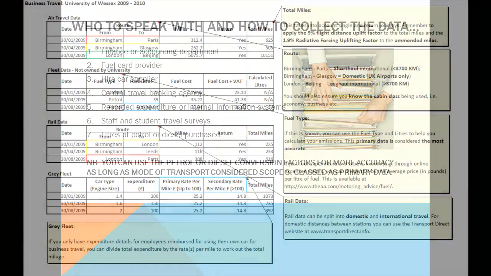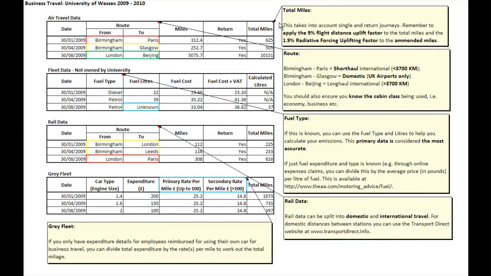So here we have some imaginary data from the fictitious Wessex University for the academic year 2009 to 2010. Let's start with air travel. As you can see, there are three types of travel. Domestic, which is all UK flights, short haul, which are all round-trip journeys of less than 3,700 kilometres, and long-haul flights, which are all round-trip journeys greater than 3,700 kilometres, assuming that all travel is economy class.